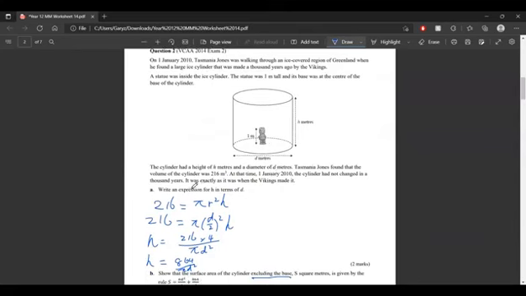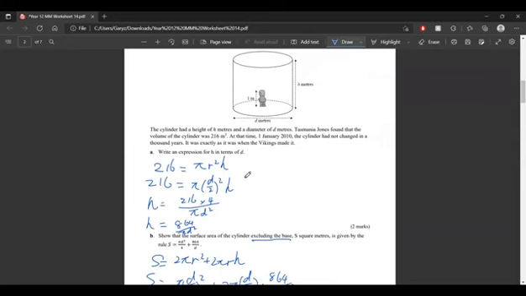All right, so the first question for this, we need to find an expression for h in terms of d. So we know that the volume is equal to pi r squared h. So 216 is equal to pi r squared h. Change r to d on 2 because radius is equal to diameter divided by 2. And simplify, then we will just get h is equal to 864 on pi times d squared.